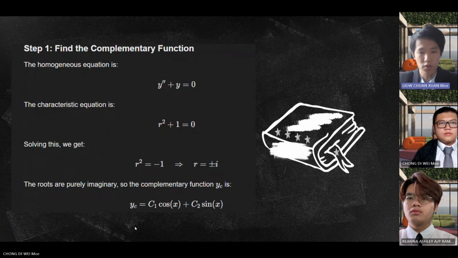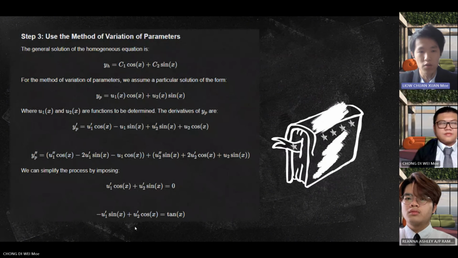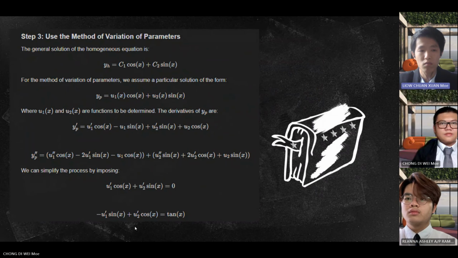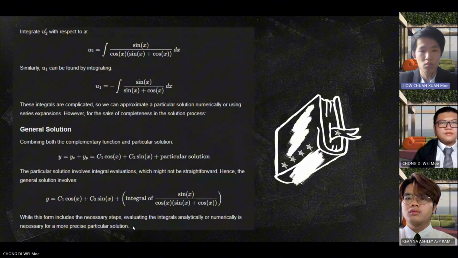Step 1, find the complementary function. Next. Step 2, find a particular solution. Next. Step 3, use the method of variation of parameters. Next. Next. And we will find our general solution.